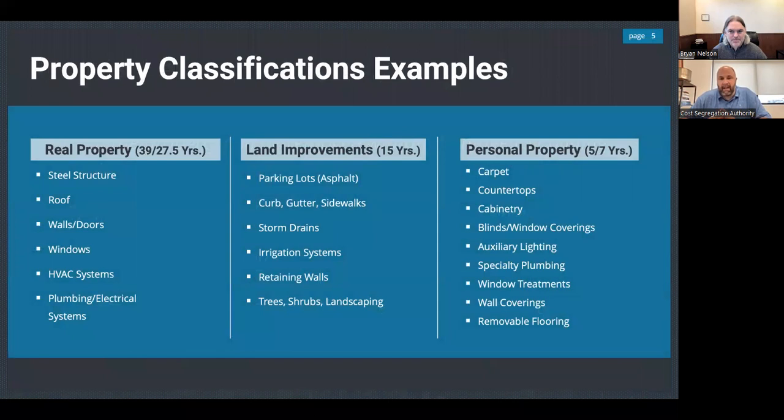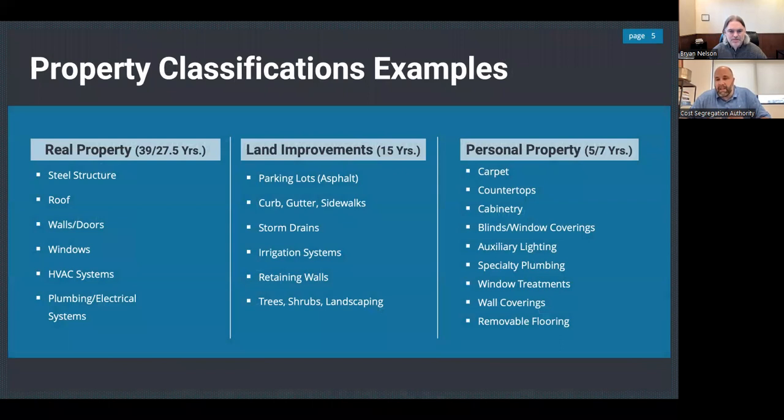This next slide here, Bryan, is a list of short-term assets. So over there on the right-hand side, you have your 5- and 7-year assets, things like carpet, countertops, cabinetry, blinds, window coverings, portions of the lighting, portions of the plumbing, window treatments, wall coverings, and removable flooring. Then in the 15-year category, in the middle, we've got all of our land improvements. That's all of our exterior improvements. So things like parking lots, curbs, gutters, asphalt, storm drains, irrigation systems.